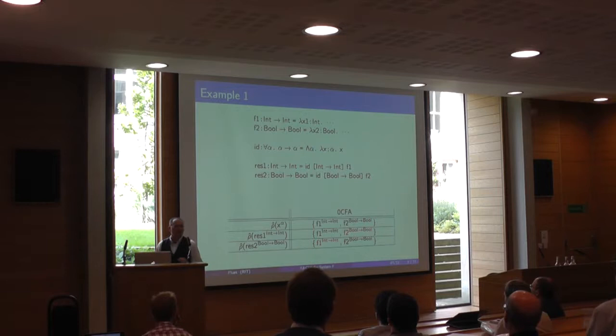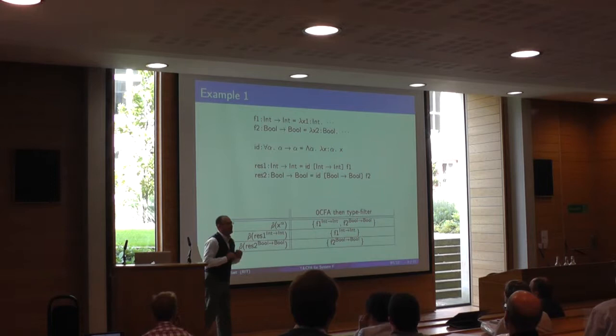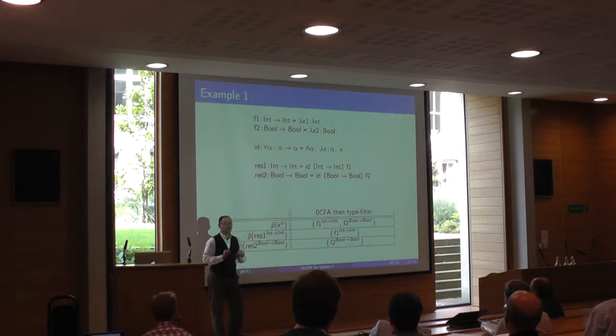So I can imagine doing something like, okay, run a completely type agnostic control flow analysis, then go back and filter out the things that don't make sense. But I suggest that we can do even better than that.